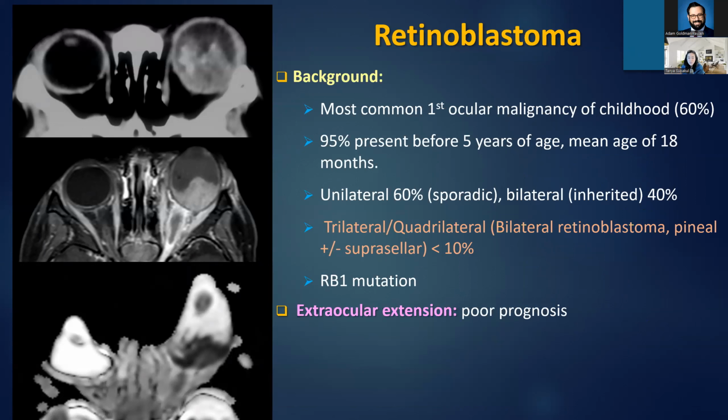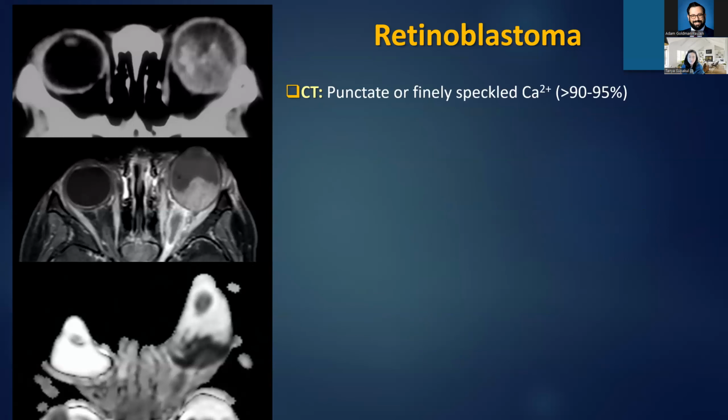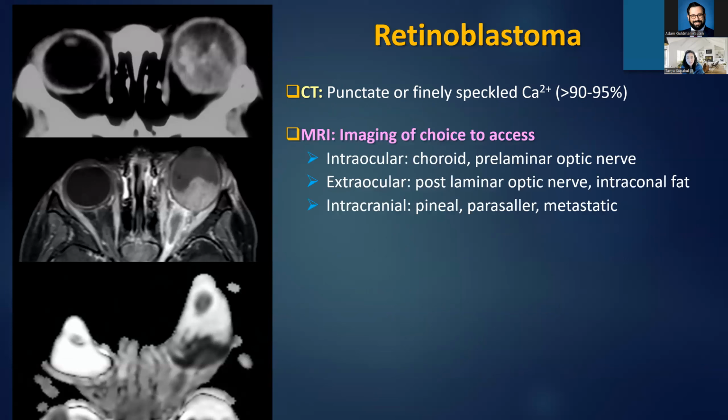And when you see extraocular extension, this is a poor prognosis. And when you see involvement of the optic nerve, choroid, or anterior chamber of the globe, there is a high chance of metastasis. So on the CT, we almost always talk about a mass with internal calcification, which is about 90 to 95%.